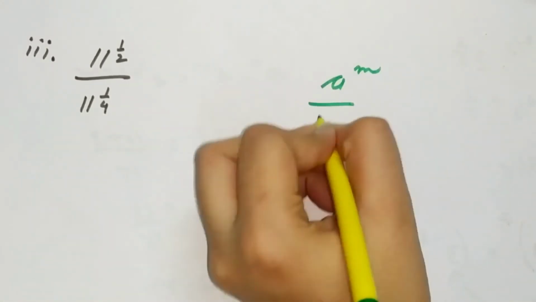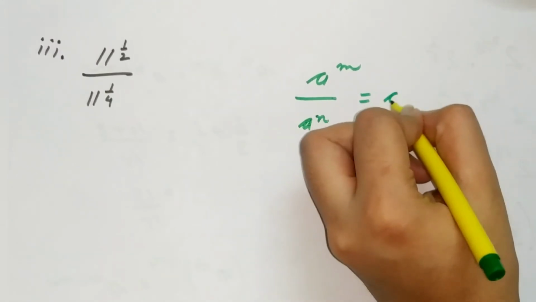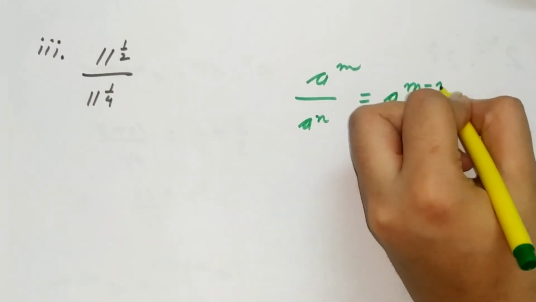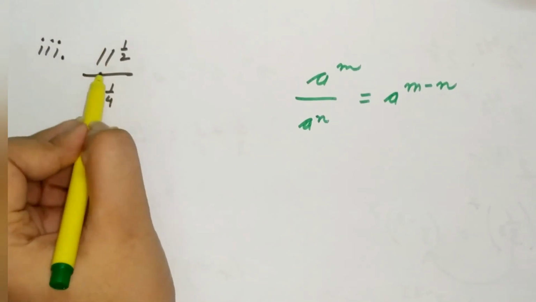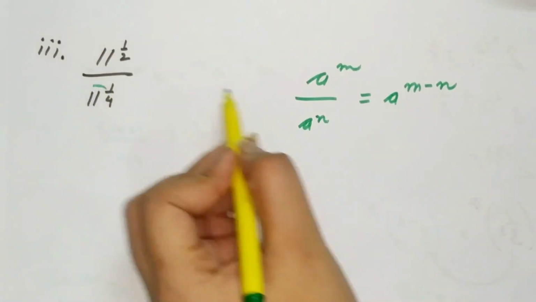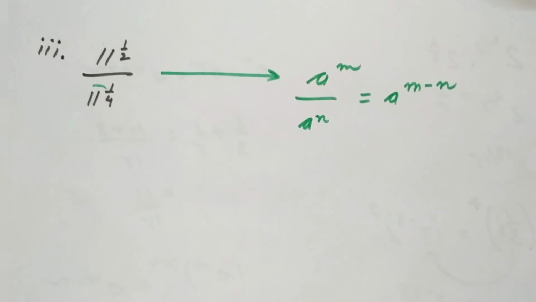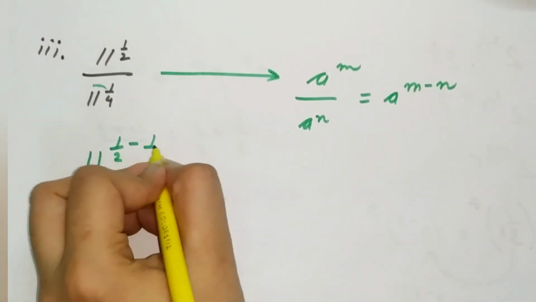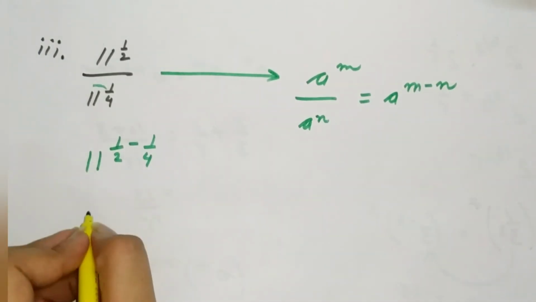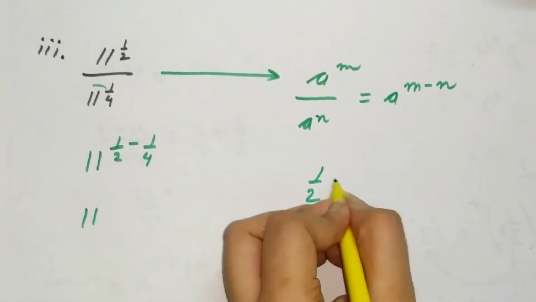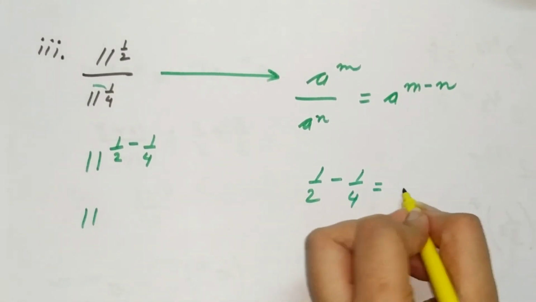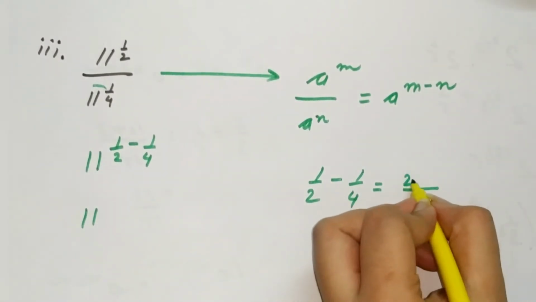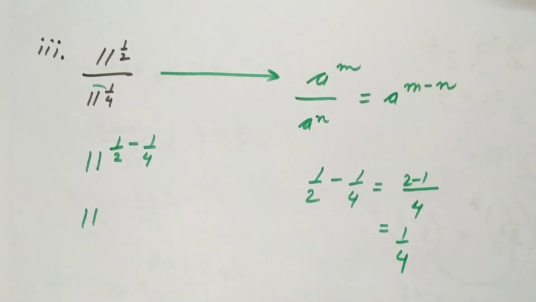Third part is, now again use the laws of exponent. Is equivalent to a raised to the power m minus n. Since base is same, we'll use the following law of exponent. So 11 raised to the power 1 by 2 minus 1 by 4. Now 1 by 2 minus 1 by 4 is 1 by 4.